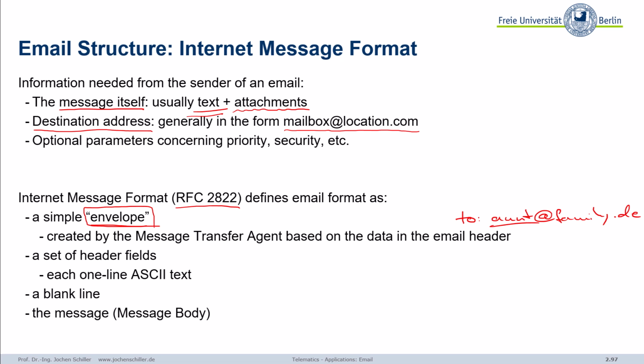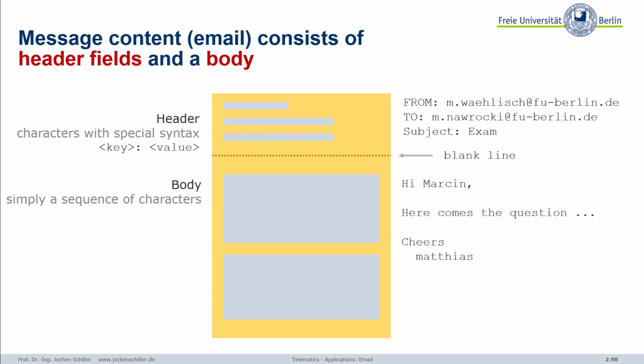Then, so we have the envelope. We have some header fields. That's a one-liner ASCII. I'll come back to this. Then there's a blank line to separate the header from the message. So we have an envelope. Inside the envelope, we have the content consisting of a header, blank line, message. So this looks as follows. So we have somewhere the envelope around all this. So that's the idea of having the envelope with some information. And inside we have the header and the body.